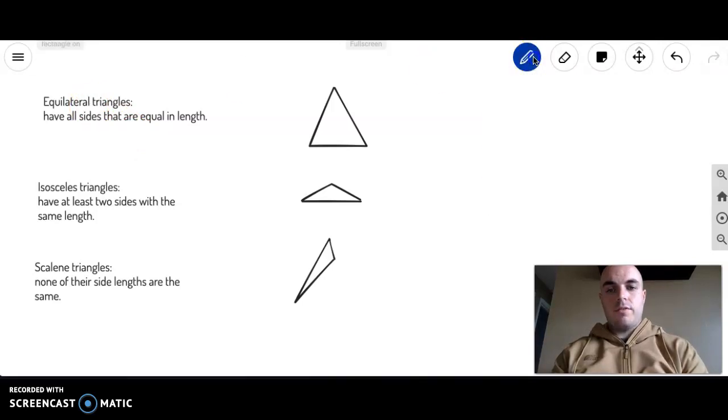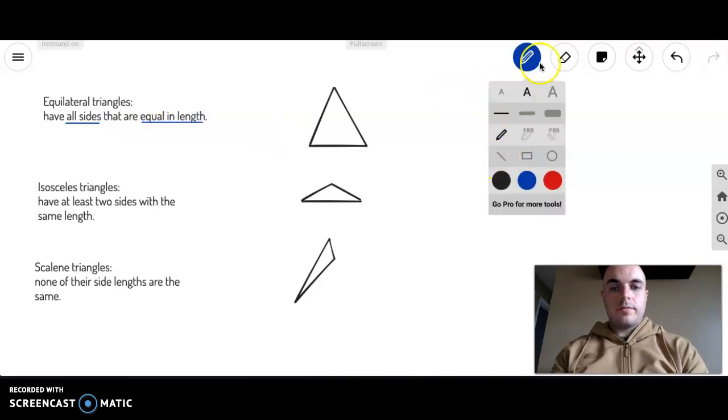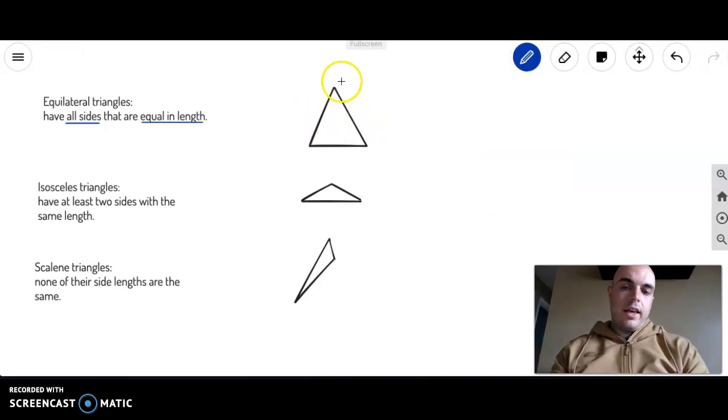An equilateral triangle, so equi-lateral means equal sides or lines, where all sides are equal in length, okay? And you can see here, if I were to measure these, let's say each of these were an inch, this side and this side and this side are all equal. And there's actually a symbol to show this with triangles, and it's just to draw a line like so. And this line shows that all three of these sides are equal. They're all the same length.